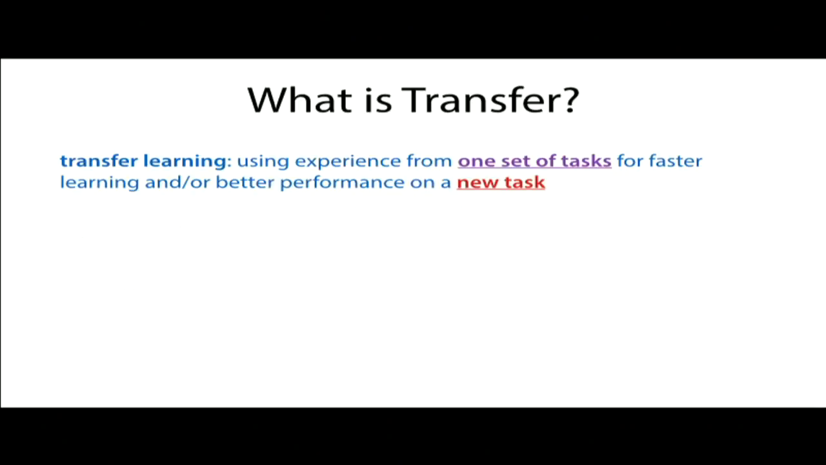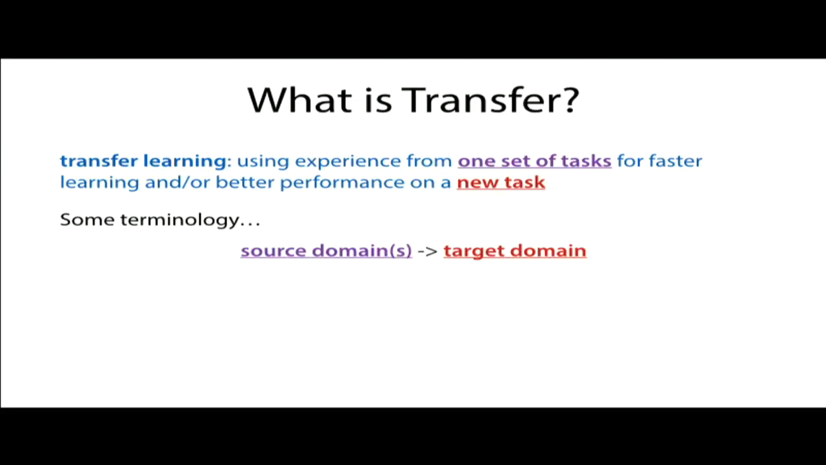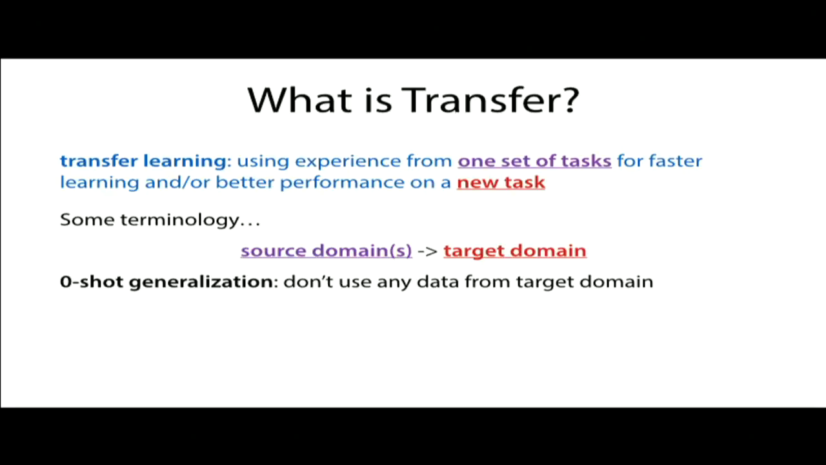Now that we've defined transfer, let's go over some different terminology. So in transfer learning, we're normally considering the problem of transferring from one set of tasks to a new task. And so the initial set of tasks is called the source domain, and what we're trying to transfer to is called the target domain. That's the domain that we want to be able to effectively perform in after we've transferred.